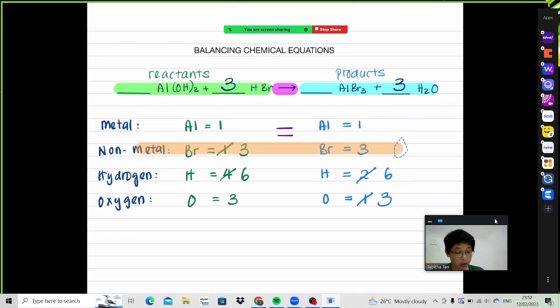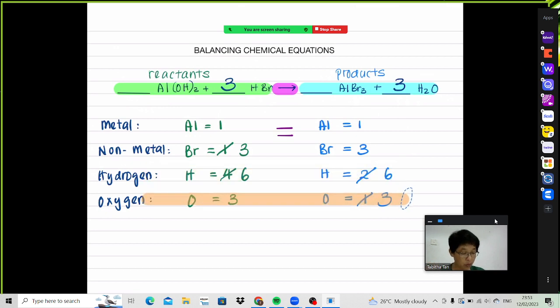Let's double check bromine. Okay, here you got 3 times 1. Yes, 3 pieces. Here you got 3 bromine. Yes, done. Let's move on to see hydrogen. Double check. Here you got 3 times 1, 3 pieces. Then you multiply 3. So here you got 3, 6 pieces. On the right hand side, 3 times 2. Yes, you got 6. And awesome.